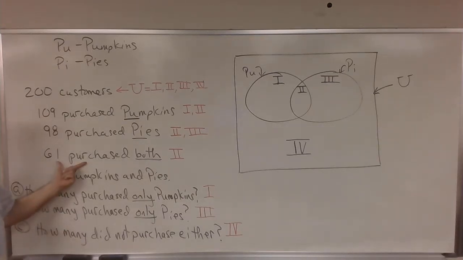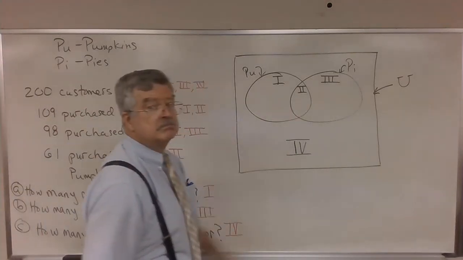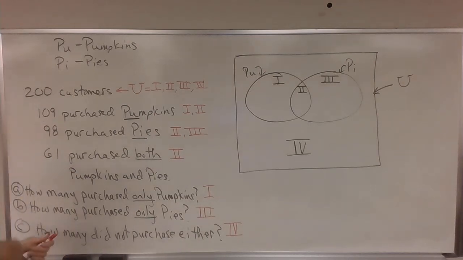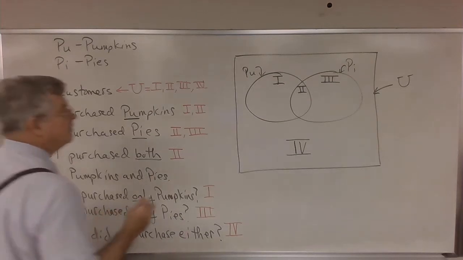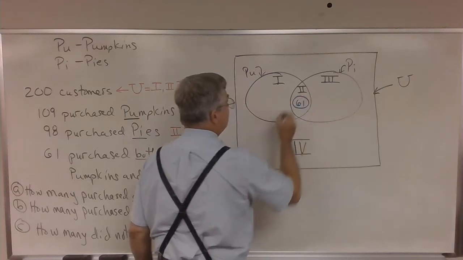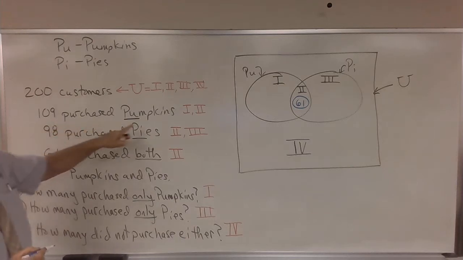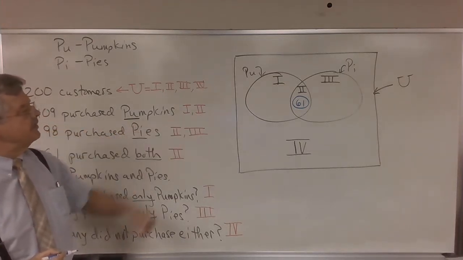This is the key piece of information right here. 61 people purchased both. That's region 2. Okay? 61 people purchased both. So 61 people are in region 2. Well, 109 people purchased pumpkins, and that's region 1 and region 2.